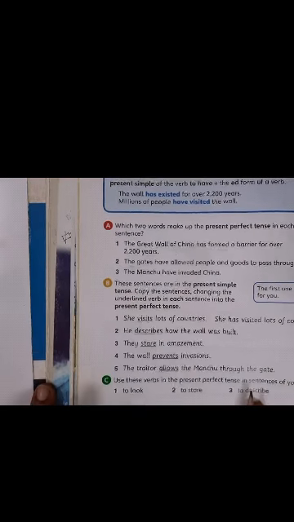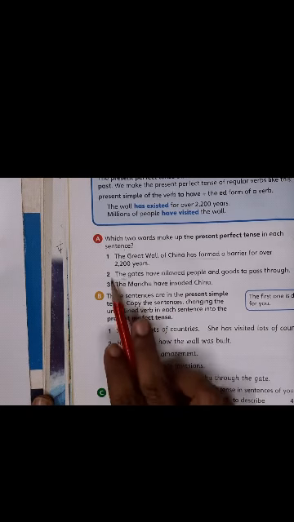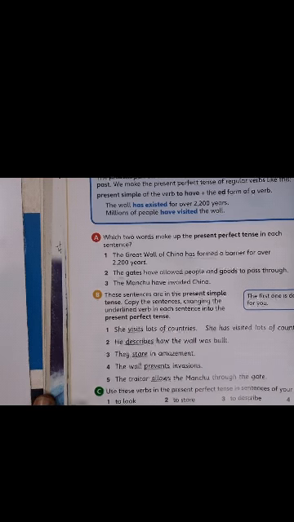Either you will have has or have, and then you see the past verb. Now children, I think the second and the third you will be able to do. Now look at the first one, children. Read the question and understand the question.